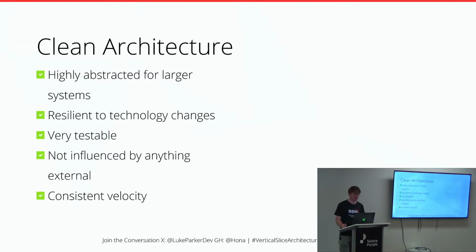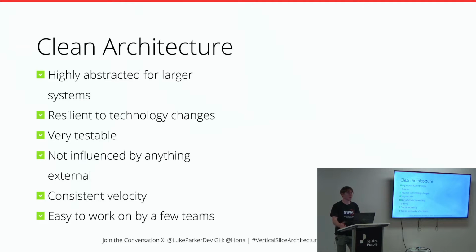Now, constant velocity is the other main thing with CA. A common complaint I'd hear is, there's so much abstraction, it's really slow. Sure, it's slower than just splatting out whatever you want, but you won't fall into the same inertia trap. Yes, the initial time is slow, but you kind of have a flat line. Of course, as a system's complexity grows, it will go up. It's going to get more complex, but it's not as crazy as other apps. So yeah, because of that, it's easier to work on by a few teams. I don't think Clean Architecture on its own is a great choice for lots of teams, where maybe you'd pick something else, but we'll talk about that later.